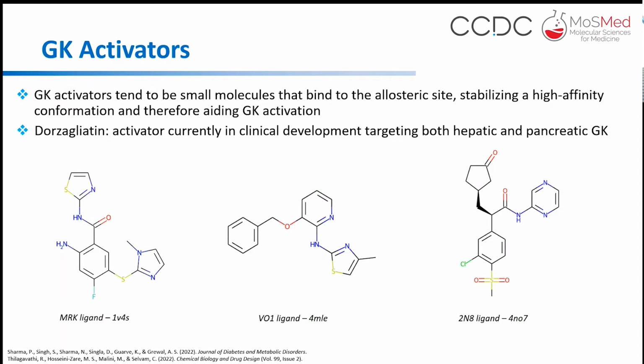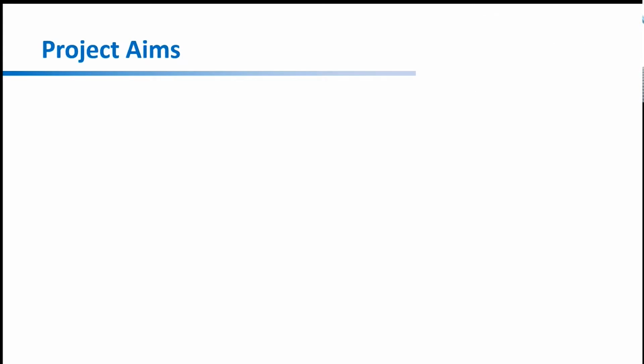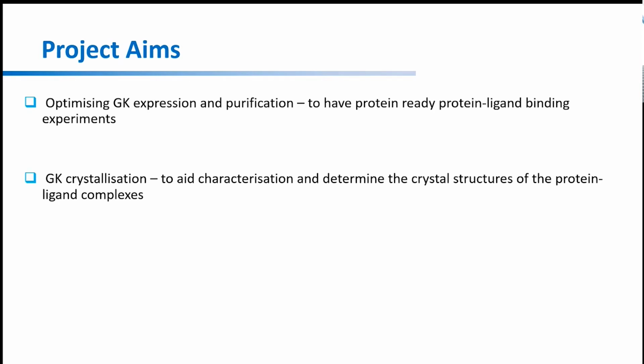Here are some examples of glucokinase activators from the PDB. They all look different, but they all share aromatic rings and a variety of elements, including sulfur and fluorine. So when it comes to my project aims, my project started with lab work, optimizing glucokinase expression and purification so that I could make protein that I could later use in protein ligand binding experiments to see how glucokinase binds to different types of ligands.